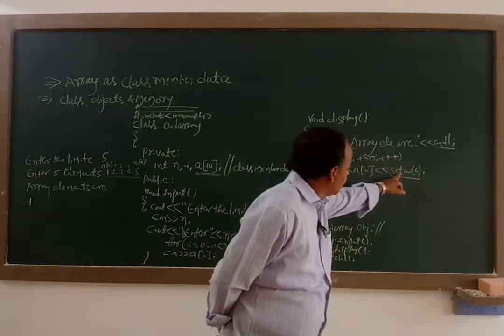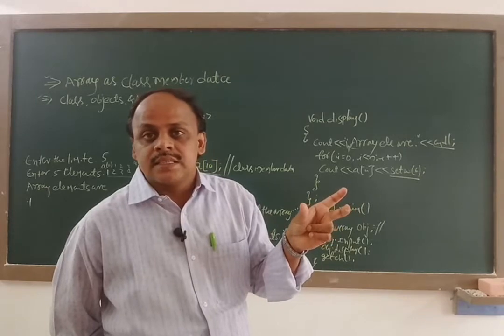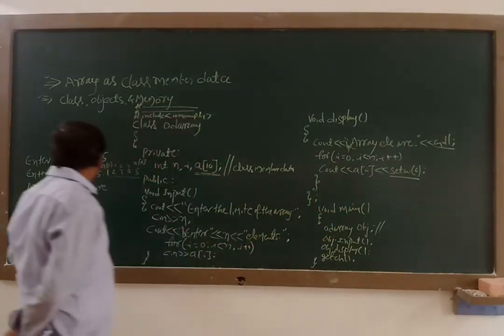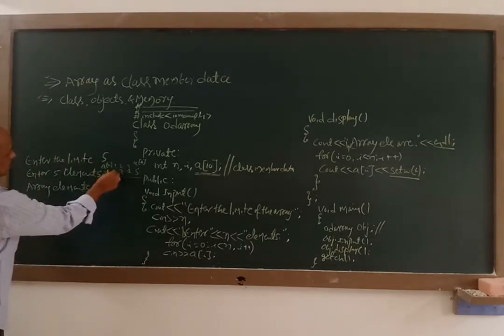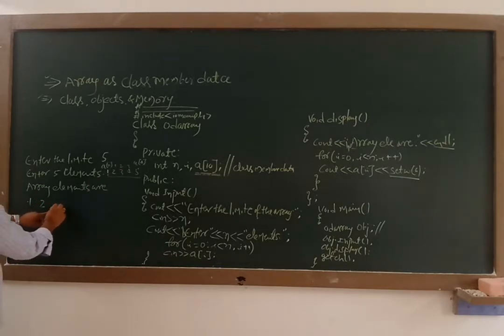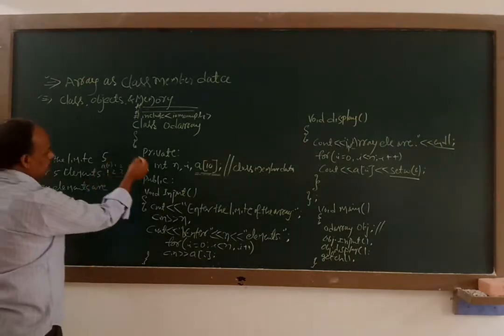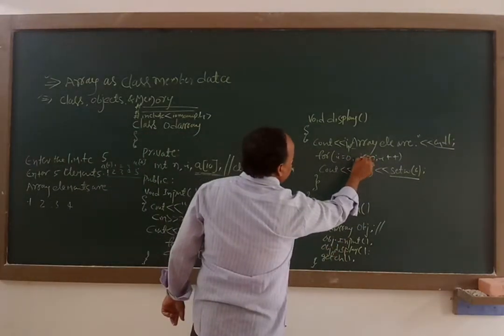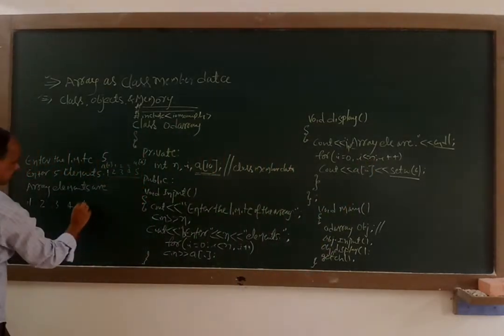Because this setw of 6 means it is going to provide 6 spaces, right? So a of 0 contains 1, and this 1 is printed. Afterwards setw of 6 gives a 6-space gap and it prints a of 1, which is 2, then a 6-space gap, a of 2 means 3, so on, a of 3 means 4. When i becomes 4, less than 5, yes, a of 4 means 5 is printed, right?